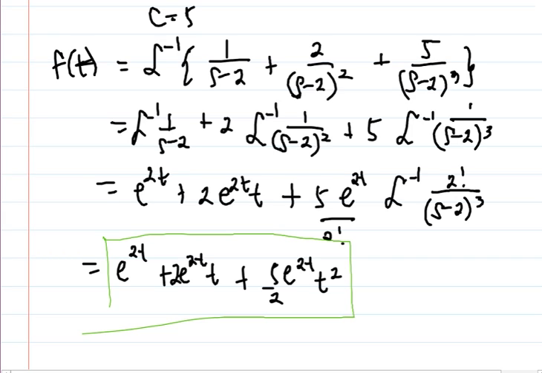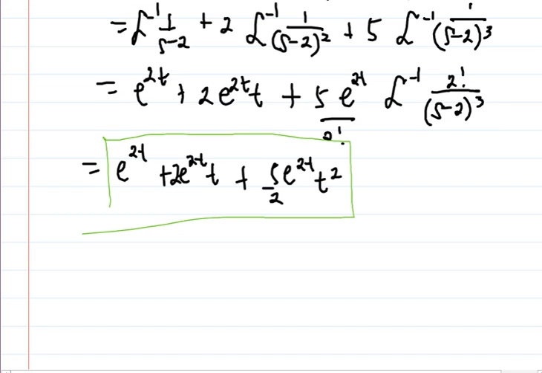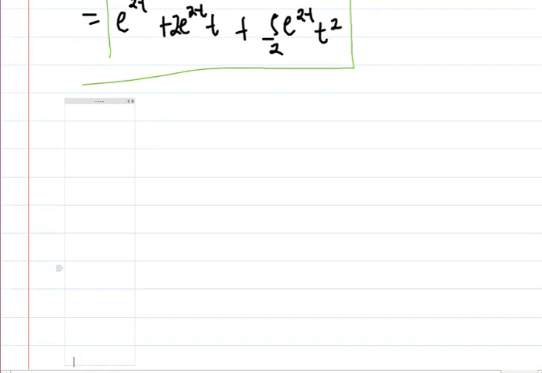Okay, next we have another example. We will be given an equation. Find the inverse Laplace of 4s plus 5 all over (s minus 1) squared multiplied by (s plus 2).